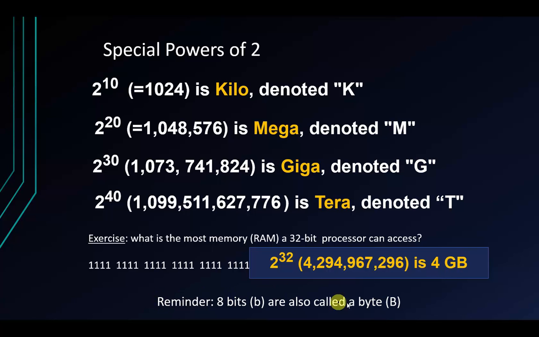One final reminder here is that 8 bits are called a byte. 4 bits happen to be called a nibble, so you can't say that programmers don't have a sense of humor.